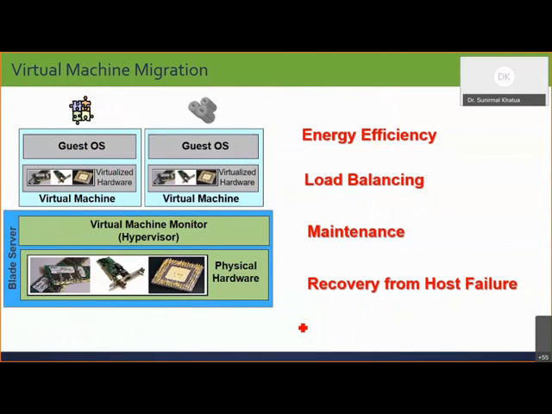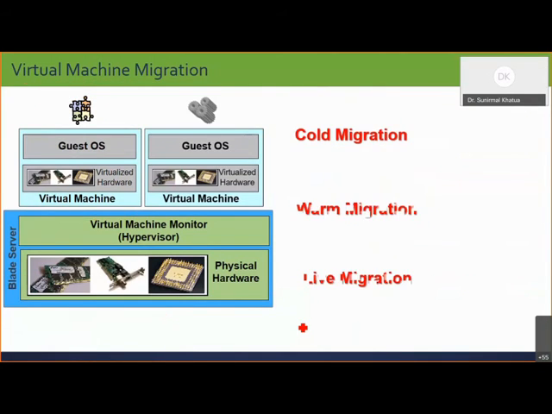So let us look at various migration technologies. Ultimately there are three different types of migrations. The first one is called cold migration, then warm migration, and live migration. In case of cold migration, what we do is we just shut down the virtual machine in host 1. Suppose we want to migrate from host 1 to host 2. The technique is very simple: shut down the VM on host 1 and we start a new VM on host 2.